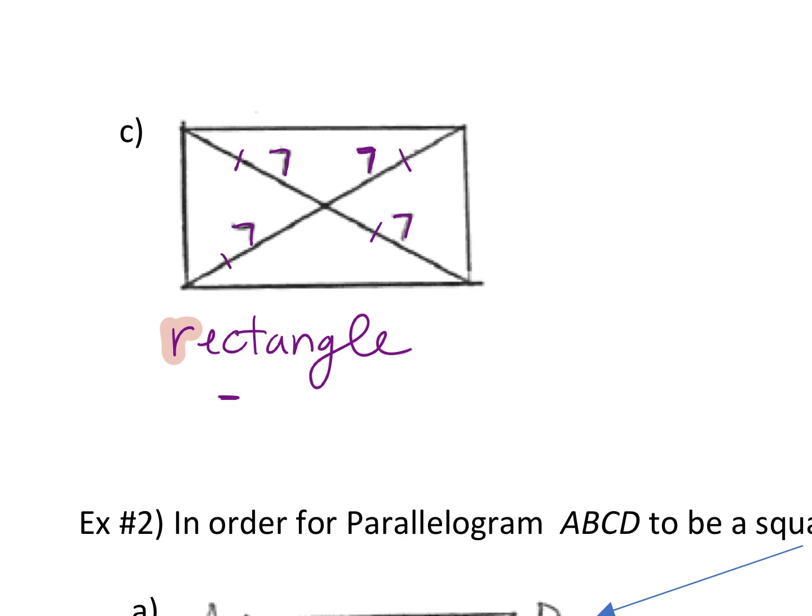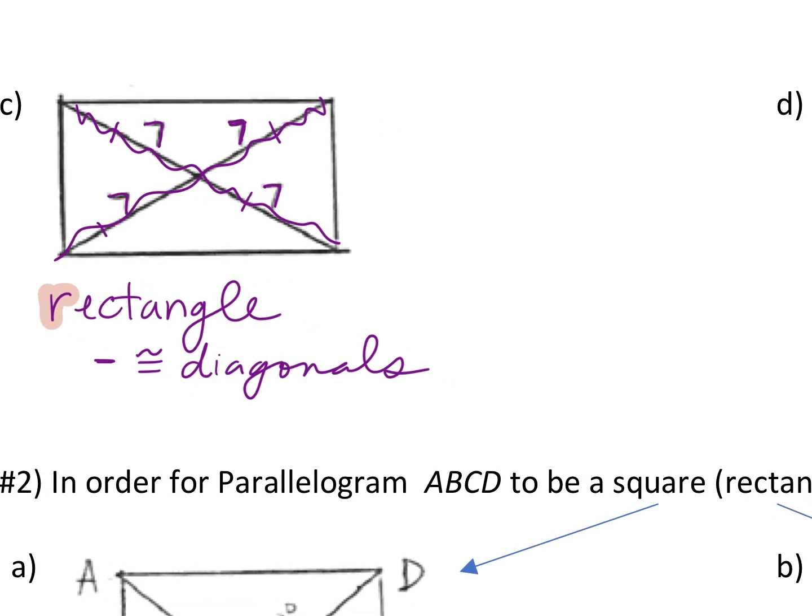Those are parts of what in this figure? What do you call these? Lines. Angle bisect. What kind of lines? They're the diagonals, right? And a rectangle has congruent diagonals. So because all of those are 7, it's 14 and 14 for your diagonals, so that is a rectangle. Okay, congruent diagonals.